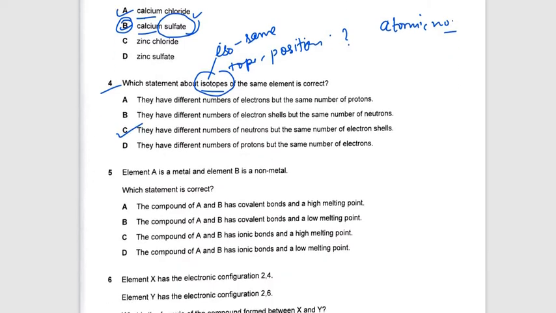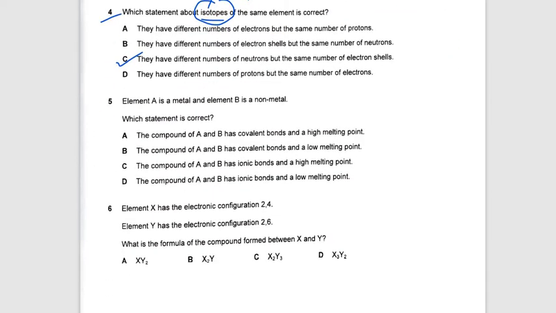Now let's see question number 5. Element A is a metal, element B is a non-metal. Which statement is correct? They are talking about bonds. Tell me, metal and non-metal will always form ionic bonding. Very important. What is the bond present between a non-metal and a non-metal? It is covalent bonding. Can you give some examples? For example, carbon dioxide.